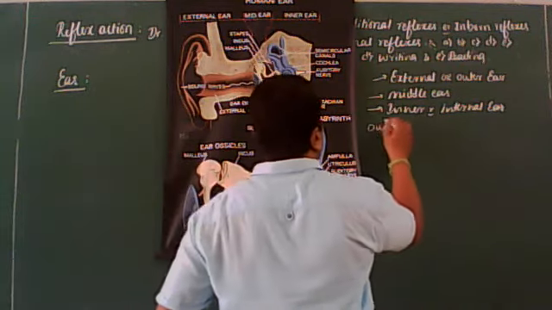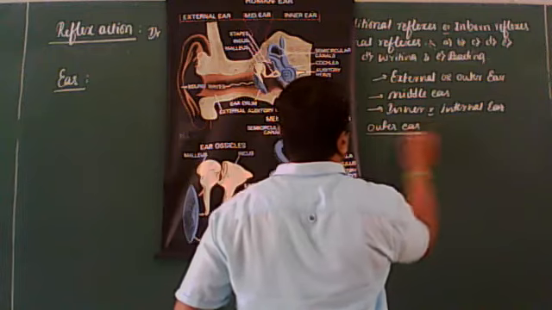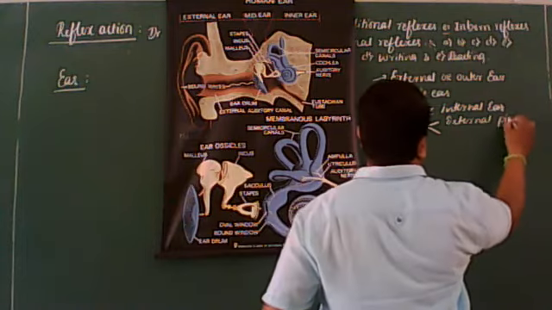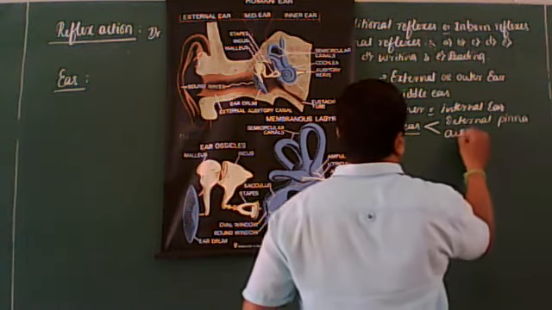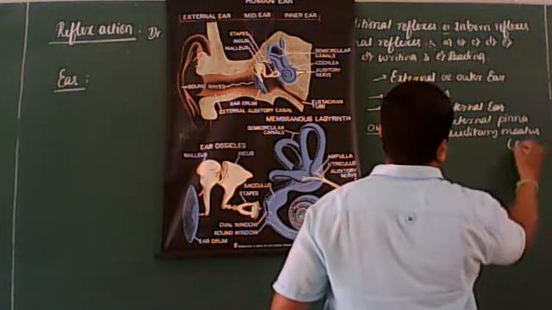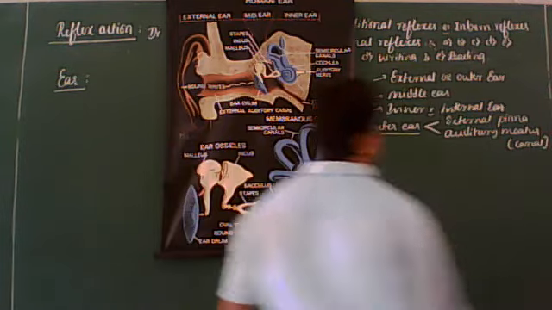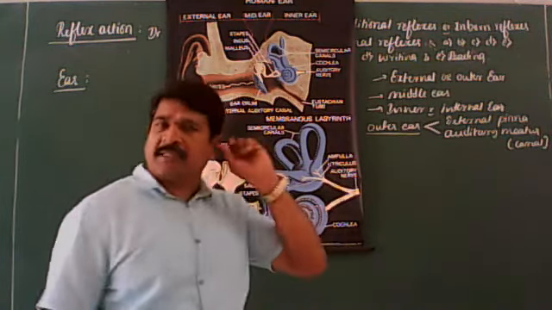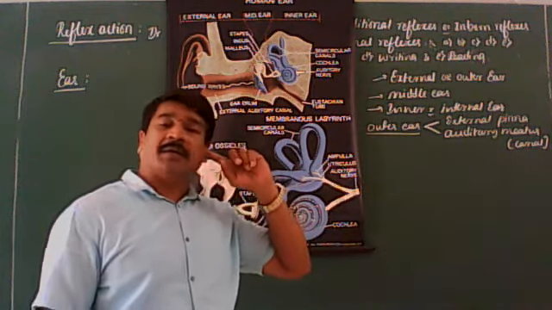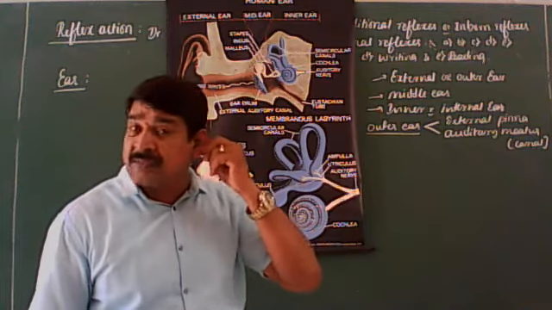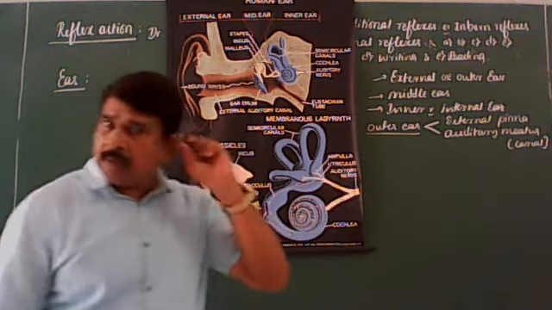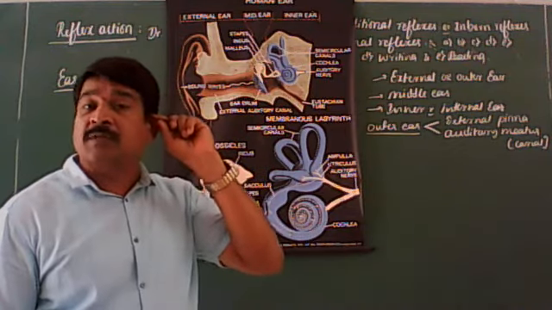The external ear or outer ear has the external pinna and the external auditory meatus, also called the external auditory canal. So these are the two parts of the external ear. This is called the pinna. The ear opening, you can see that, is called the external auditory meatus or auditory canal. The pinna receives the vibrations in the air which produce sound.